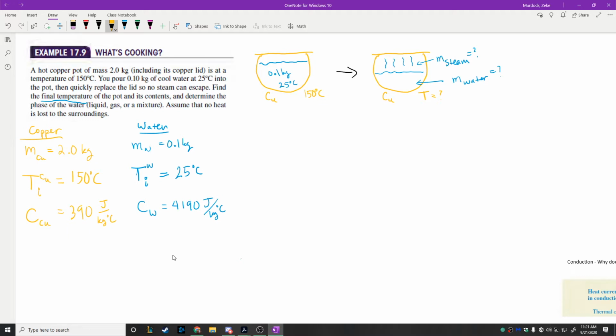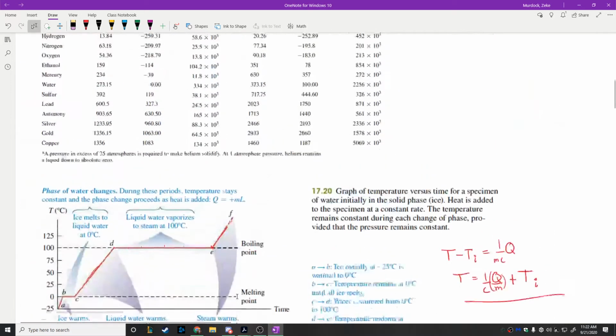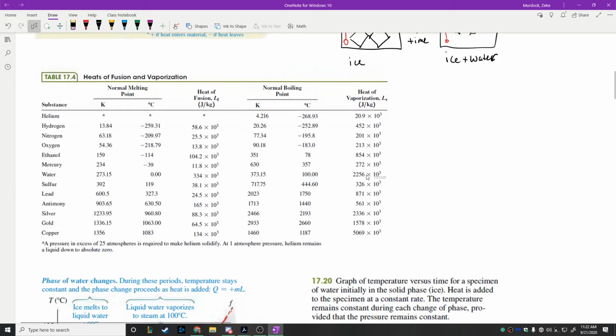I just saw your question, Tom. So you said, do we do the MC delta T for the steam as well? Maybe. I mean, so I don't want to say too much because I kind of want you guys to really think about it first. But there's multiple possibilities of what can occur here, right? So one possibility would be that the entire system heats up to like 100 degrees Celsius. Some of the water converts to steam, but the final temperature is 100 degrees Celsius, right? The latent heat of vaporization for water is this number right here.